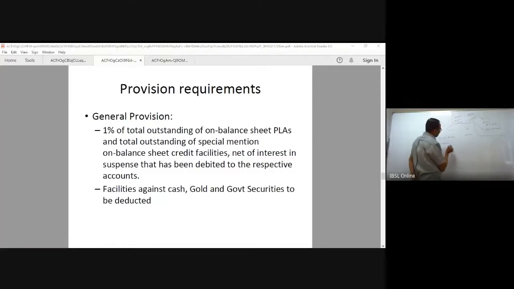Executive entertainment, 50% of 200 million. That is 100 million. So for tax purposes, the profit for tax purposes will be 1.2 billion.